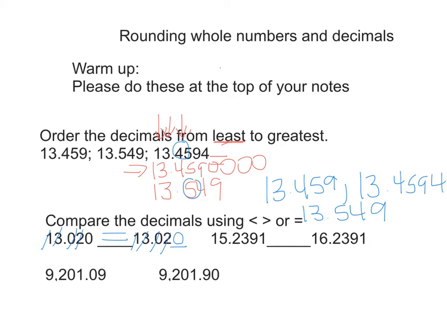Okay, let's move on to the next one. I see I have a 1, and I have a 1, and then I have a 5 and a 6. I know that 5 is less than 6, so the first number is less than the second number. Okay, and the last one. If I look at the 9 and the 9, the 2 and the 2, 0, 0, 1, 1, and then I look at my tenth spot behind the decimal, I can see that 0 is less than 9. Okay, nice work.